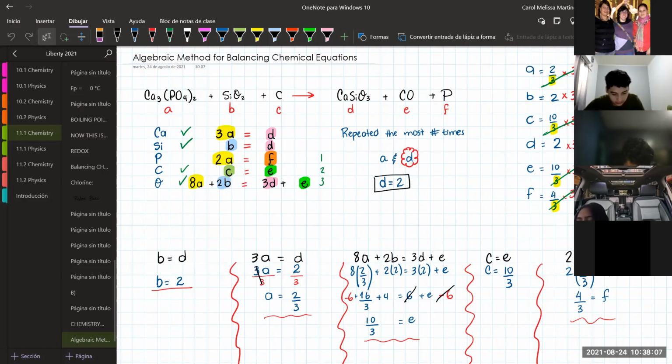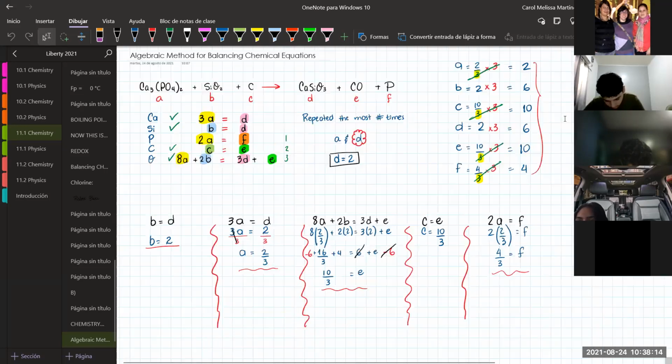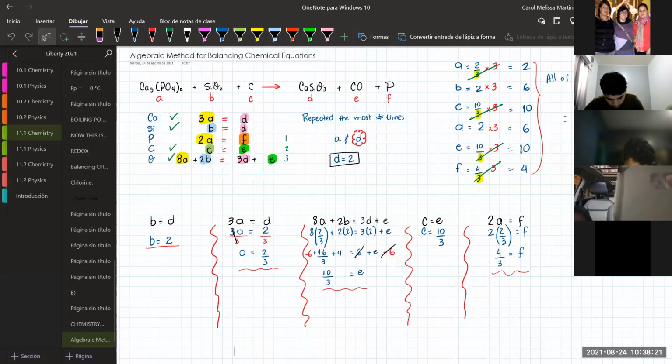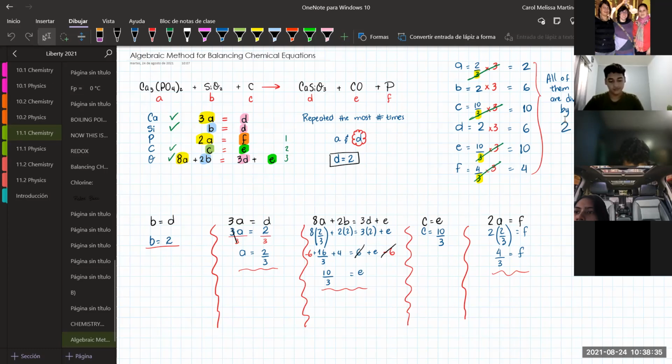But sometimes all of them are divisible by a number. Take a look. These are the numbers that we got. But all of them are divisible by what number? By 2. And because they are divisible by 2, we are going to simplify the equation. You're going to divide all of them by 2. So 2 is going to turn into 1, 6 is going to turn into 3, 10 is going to be 5, 6 is going to be 3, 10 is going to be 5, 4 is going to be 2.